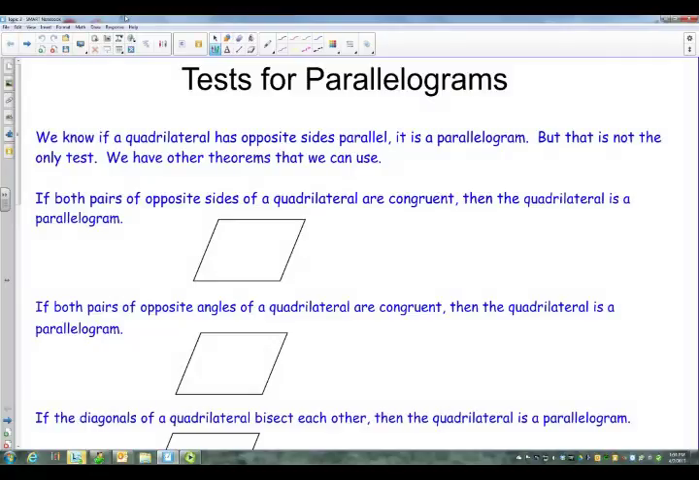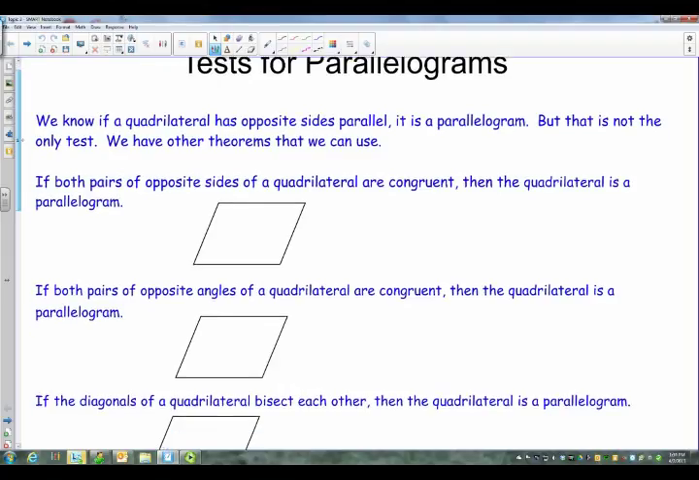This section is very similar, except now we're taking things in reverse. We're going to be given some more theorems, which are ways to know for a fact, given some random figure, whether it is or isn't a parallelogram. We know a parallelogram has opposite sides parallel. That's by the definition. Here are some other theorems we can use.